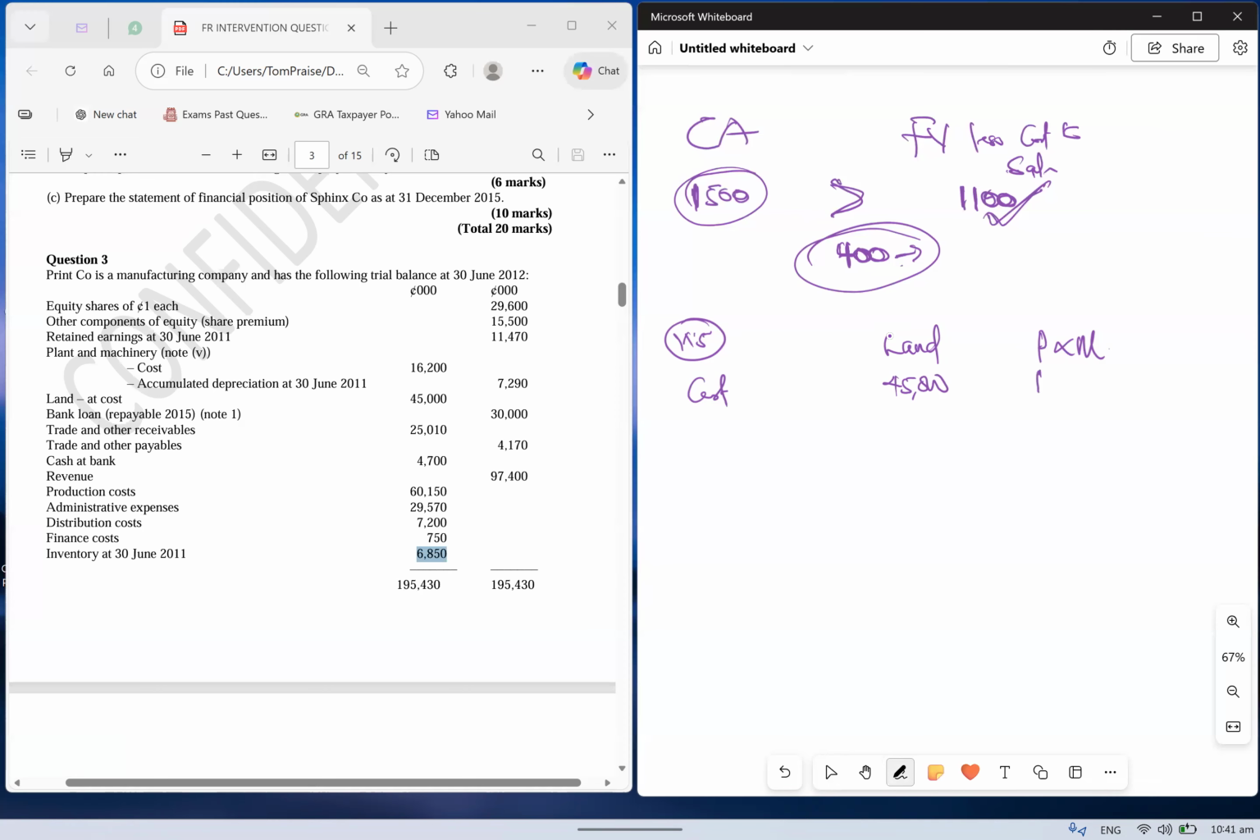16,200. Then 200. Then depreciation. Accumulated depreciation, 7,290, for this one, for P&M.